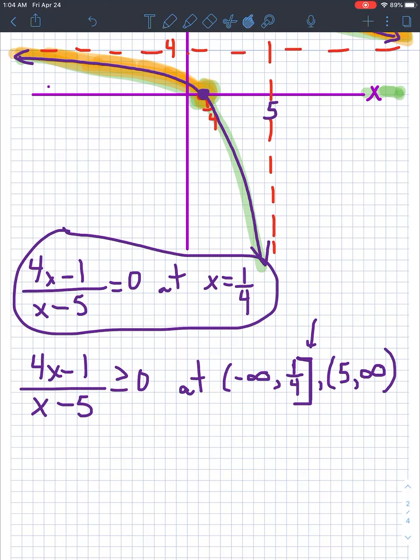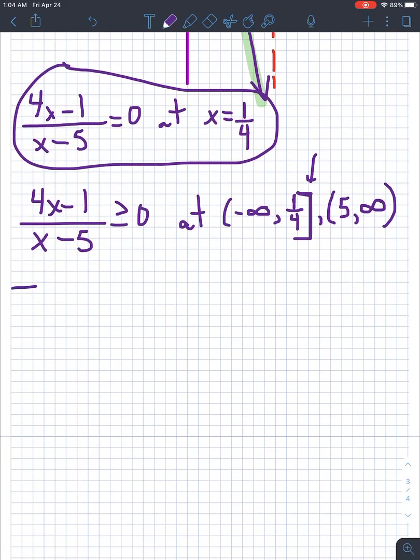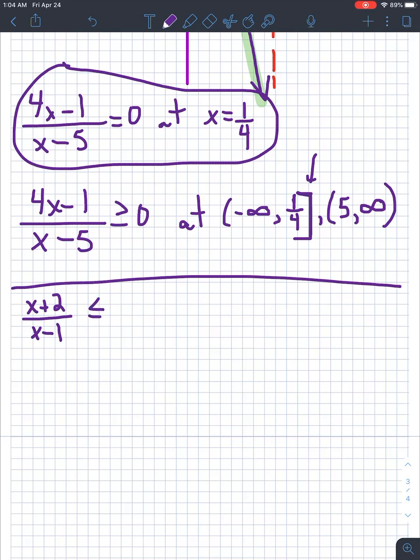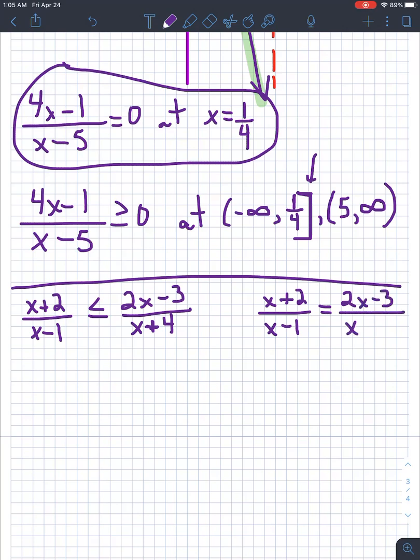All right, let's go to the next question. We're just going to zoom right through these guys. Now let's try x plus 2 divided by x minus 1, less than or equal to 2x minus 3 over x plus 4. I'll do an inequality to start. We could do the equation if we wanted as well. It's all the same. We could do greater than if we wanted to. Let's do an equals on the side just to remind ourselves that it works for all of these things.